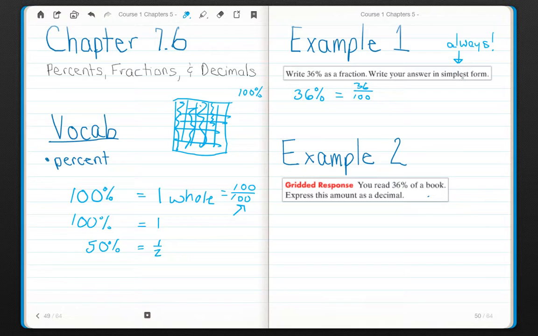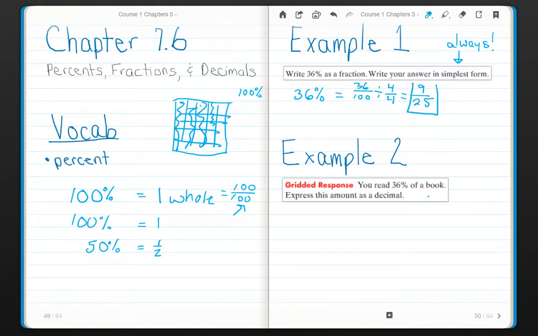Of course, then I need to reduce it into simplest form. I know that 4 goes into both 36 and 100, which equals 9 25ths. So your final answer is that 36% is the same as 9 25ths. Okay? All right, example 2.